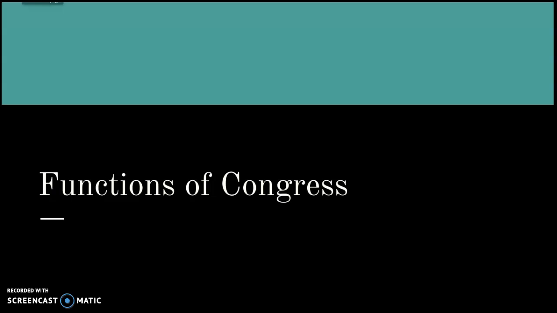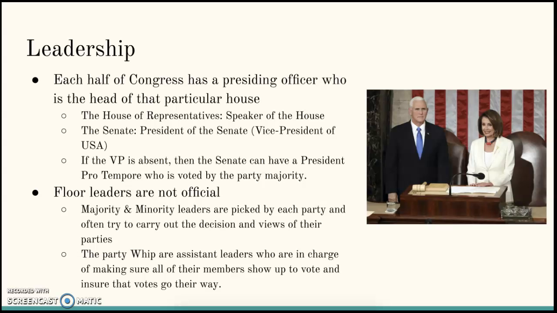Hello everyone, so today we're going to go over the functions of Congress, how it works and how it is run. So for starters, there is the leadership. In both houses, the Senate and the House of Representatives, there are two leading figures in each one of them.